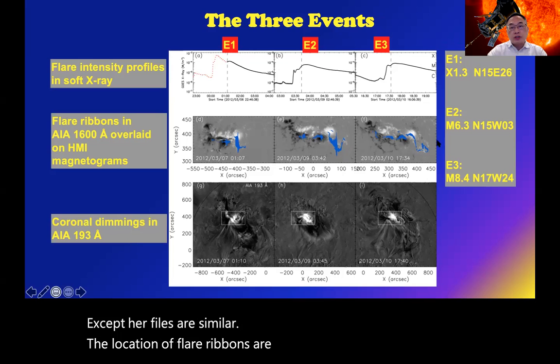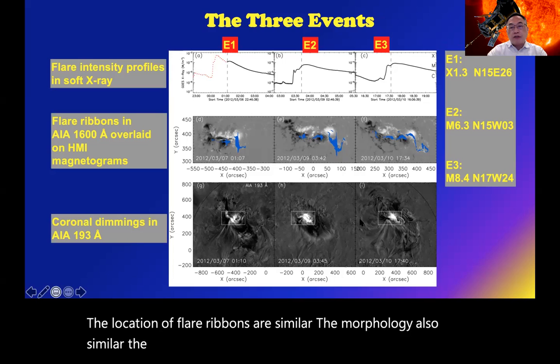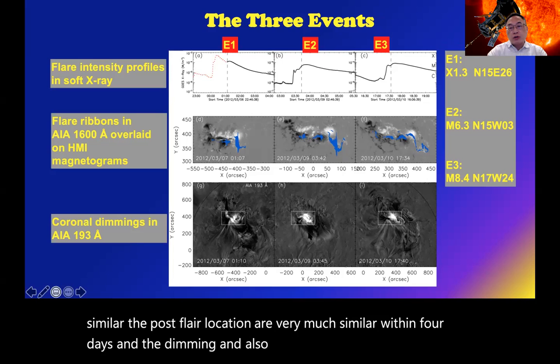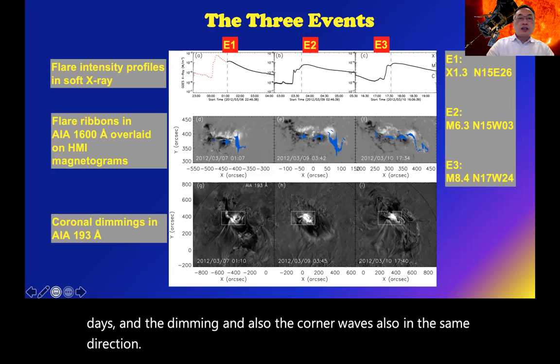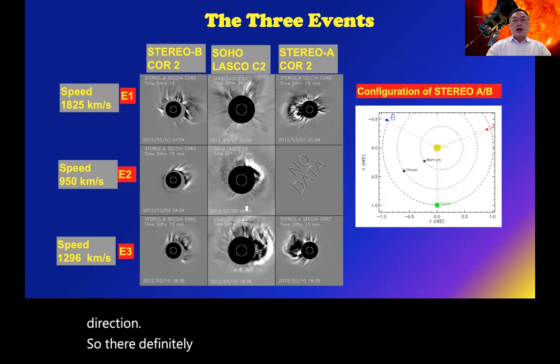The morphology is also similar. The post-flare locations are very much similar within 4 days, and the dimming and also the coronal waves are in the same direction. So they are definitely homologous events.